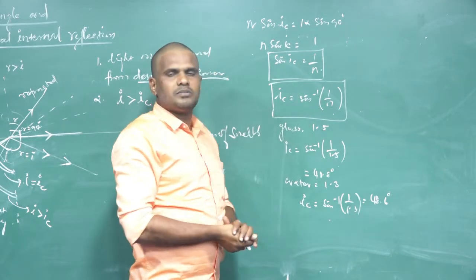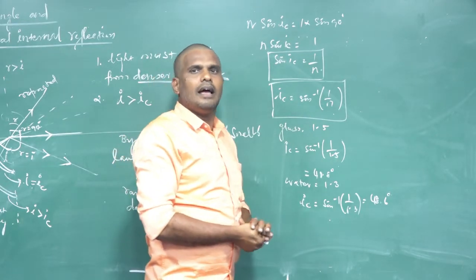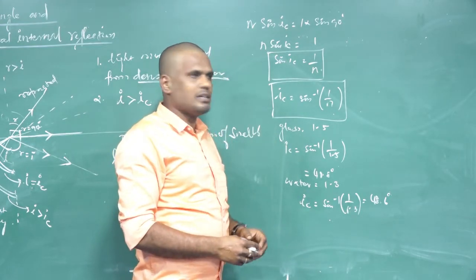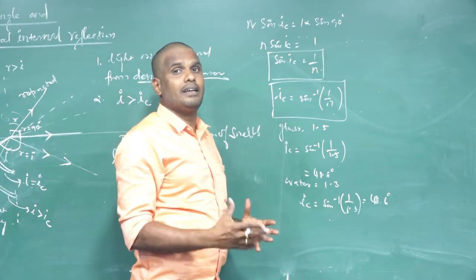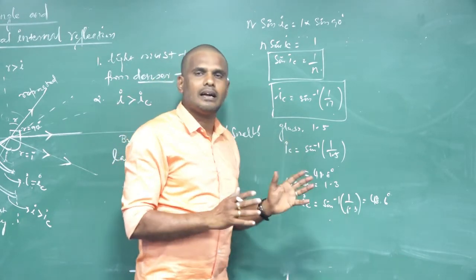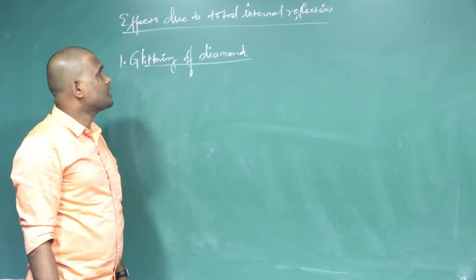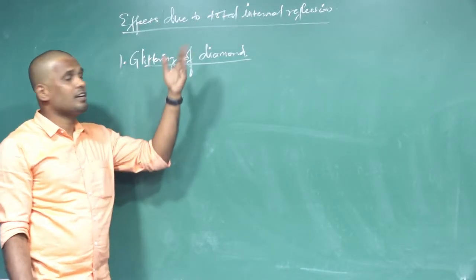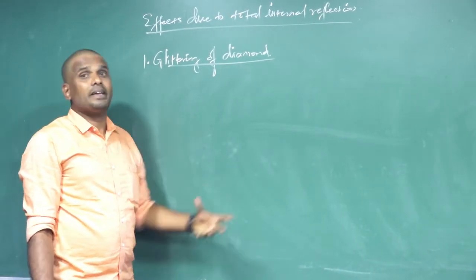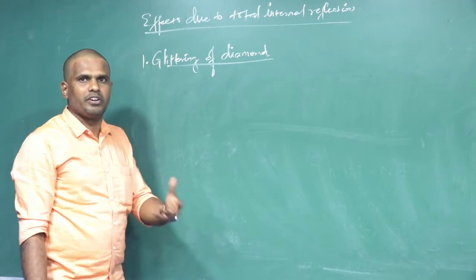There are various substances whose refractive indices and critical angles are mentioned in a table in your textbook. You can check it out so that you have an idea how the variation of refractive index and critical angle takes place. We shall now discuss the effects due to total internal reflection. These are important applications of total internal reflection which we are going to discuss.